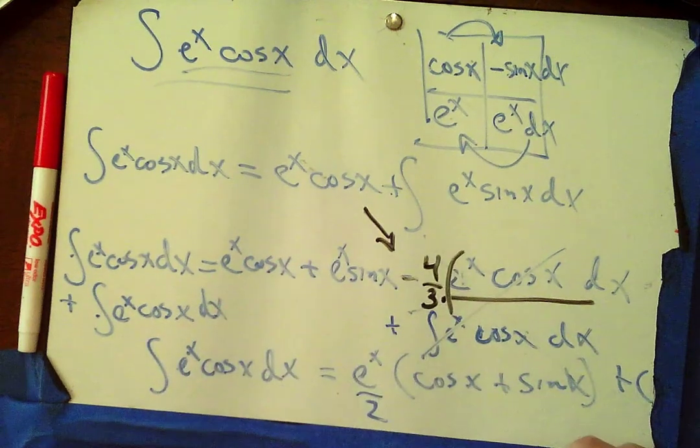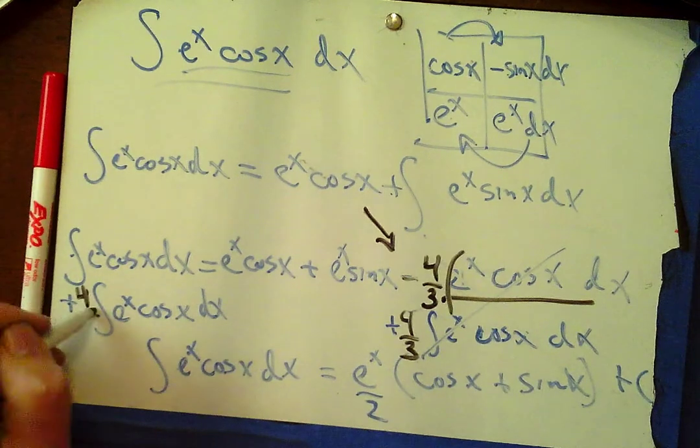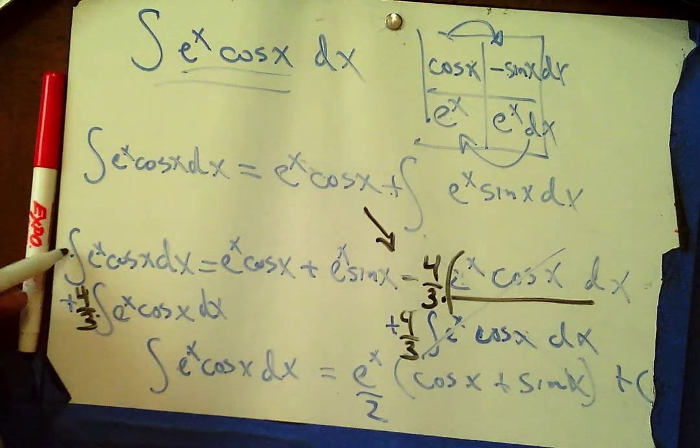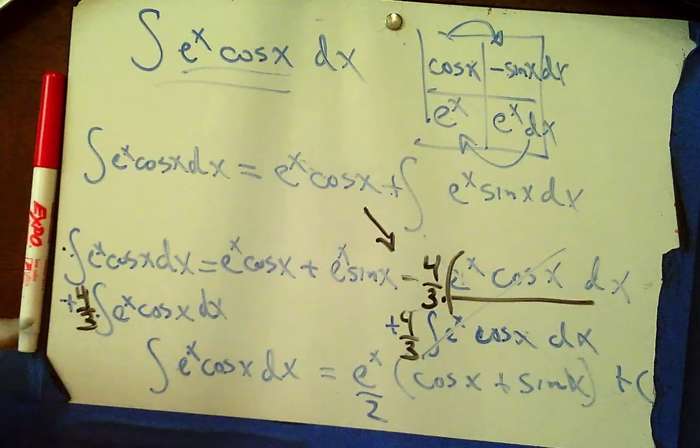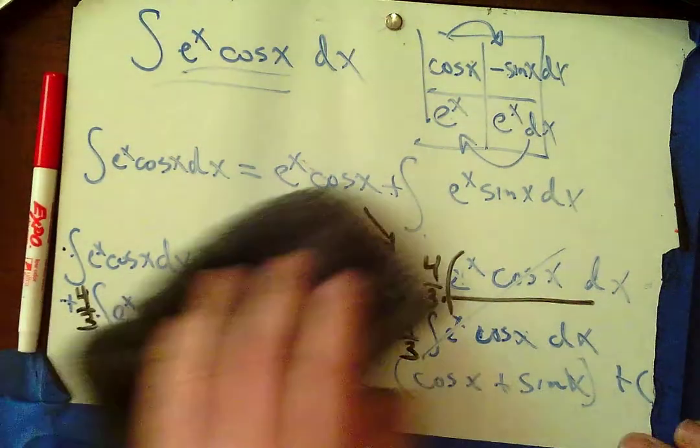Now, that being said, sometimes this is something like, I don't know, 4/3 times the integral. And so you're adding 4/3. So 3/3 plus 4/3, you'd have 7/3. And so you multiply both sides by 3/7. So that can happen here too. So I think you need to do one of these.